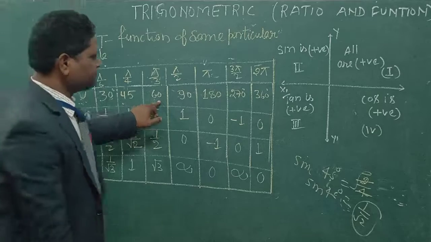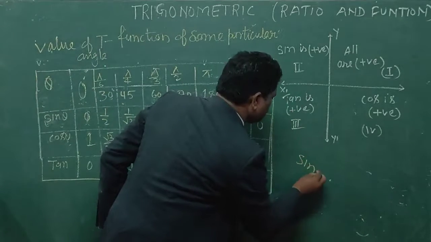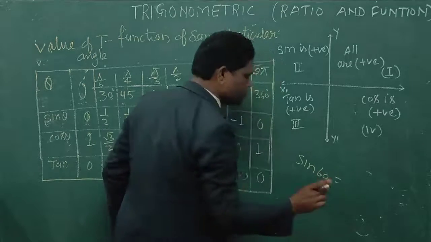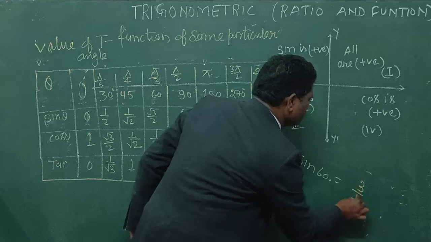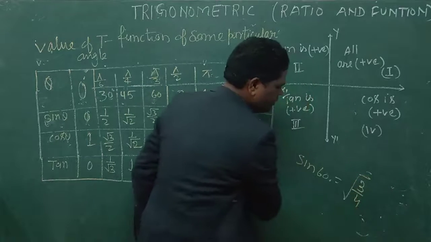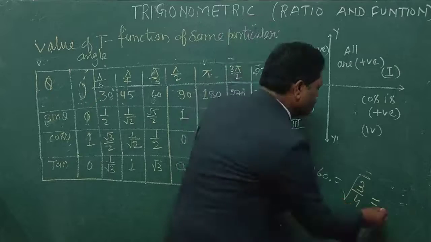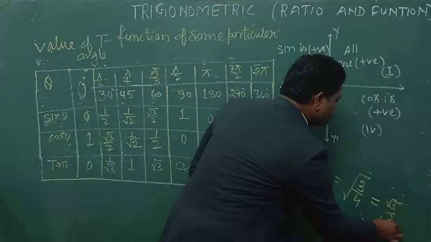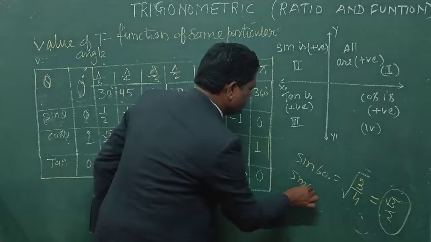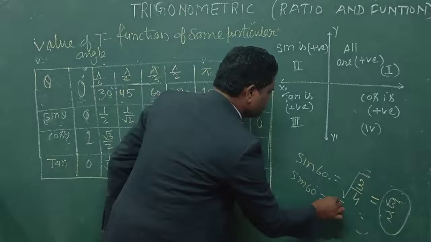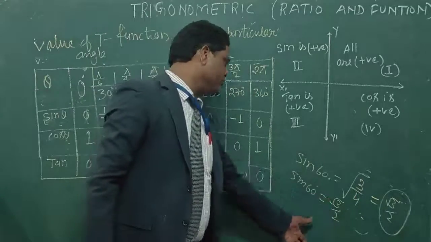After that, sin 60 degree. First of all, write 60 degree, it means 0, 1, 2, and 3, so root 3 by 4. The answer is root 3 by 2. Sin 60 degree means root 3 by 2.